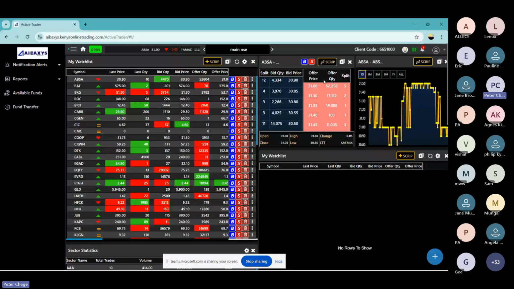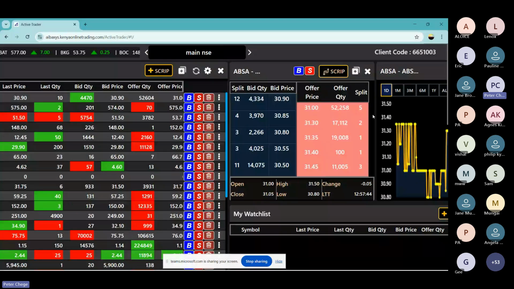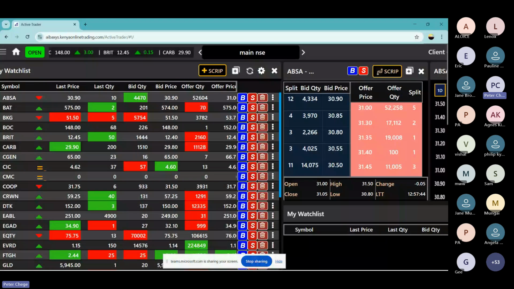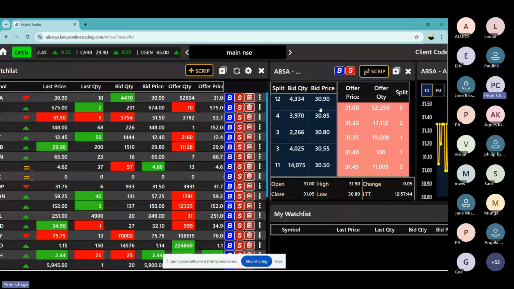How are the quantities? Which side has higher quantity? Like now, you find there are more people willing to sell than buy. That tells you why there is that red, because many people are willing to sell. They are pushing the prices down. So at that point, would you want to buy? No. Would you want to buy even at 30.90?